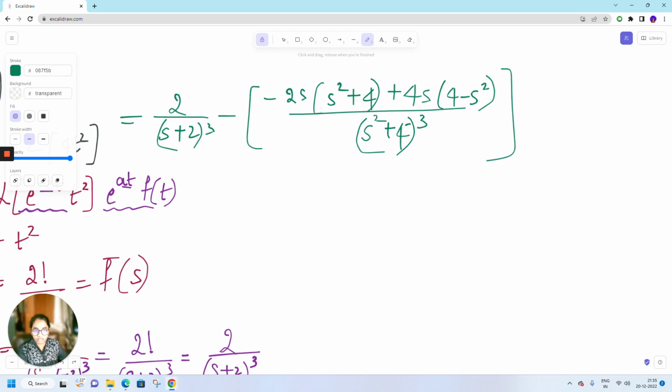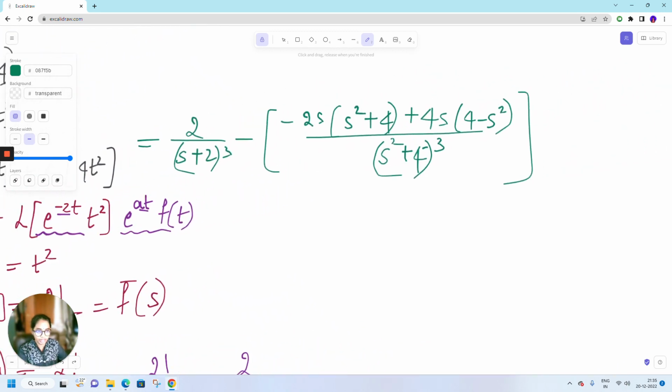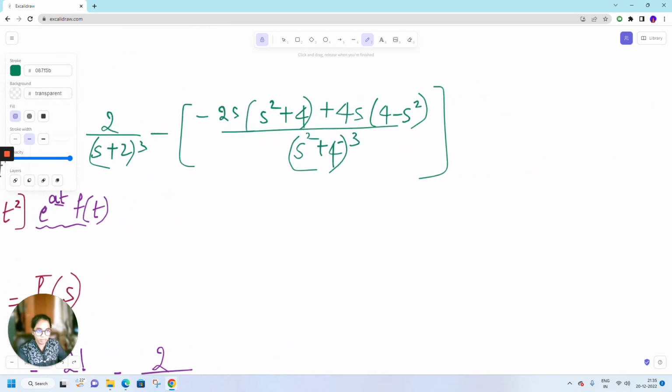Yes, what is the third term? The third term is find the Laplace of 4t square, right? Laplace of 4t square would be, plus, take out 4, it is constant. Laplace of t square is n factorial, that is 2 factorial divided by s to the power 2 plus 1. So that would be s cube.